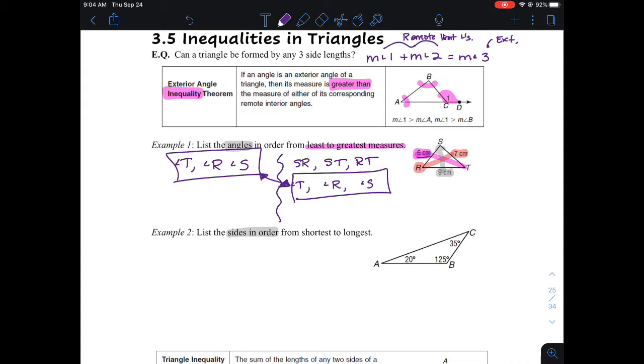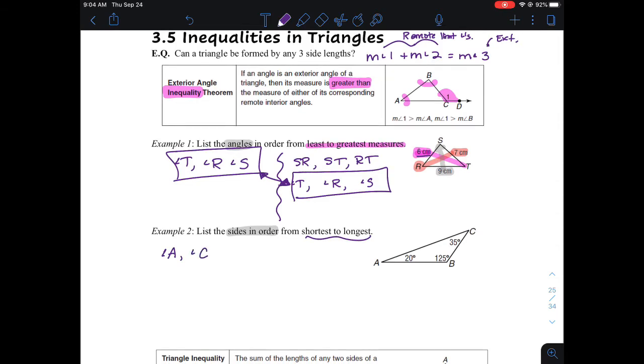So angle A is the smallest. So we want shortest to longest. So angle A is the shortest. Angle C is the middle angle, and then angle B is the largest, coming in at 125 degrees. So we could use that same concept we did over here. So if it's angle A, that means BC must be the smallest side. Since C is my next angle, I did not use A or B. And since B is my largest angle, that means AC.